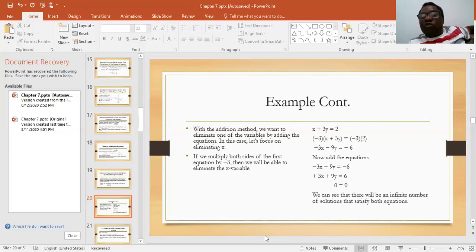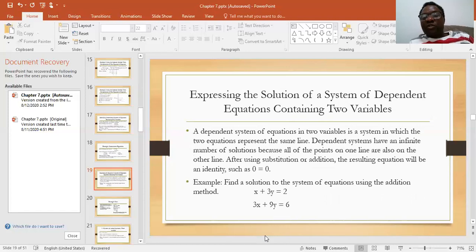But another way is to just observe that, let's go back to the equation, x plus 3y equals 2. If we multiply the first equation by 3, we will have 3x plus 9y equals 6, which is the same equation as the second one.